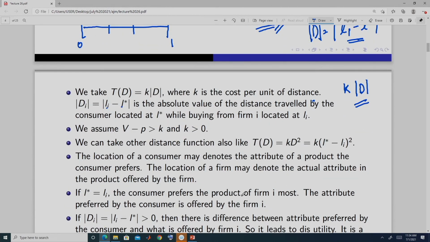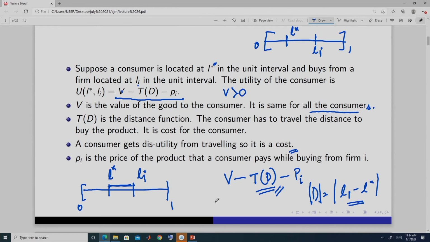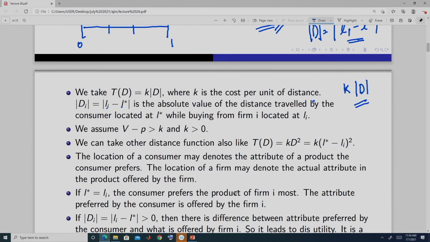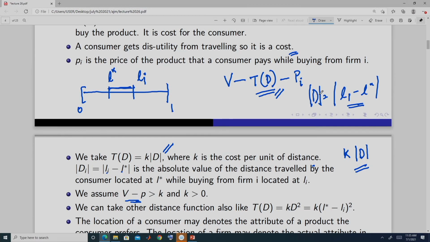And then we specify further that k is assumed in such a way that V minus P is greater than this amount, that is, k is less than this amount. Okay, you will see why we need to assume this. So this is one form of distance function, and since distance is always a positive value, we take it in terms of absolute value.